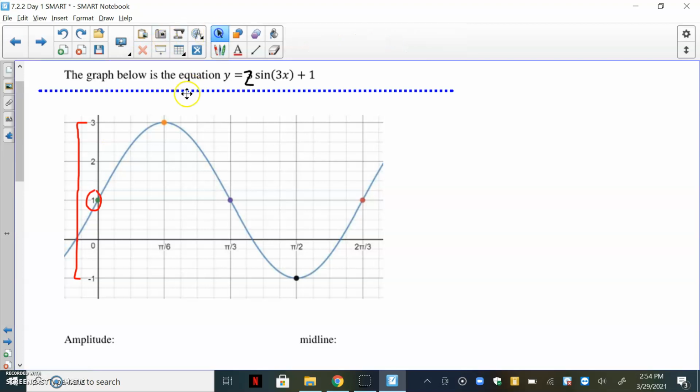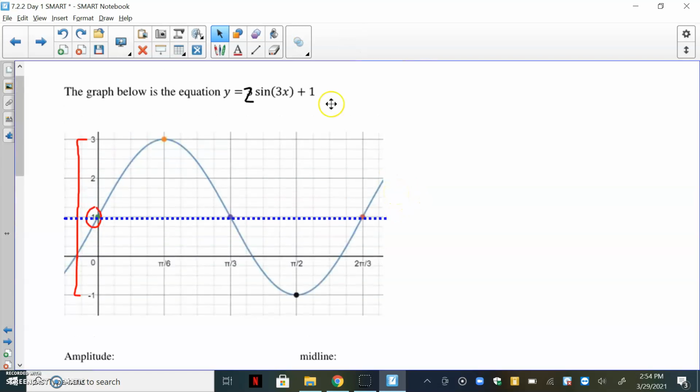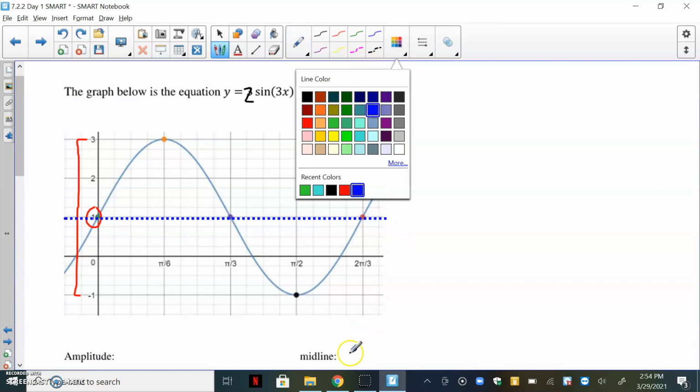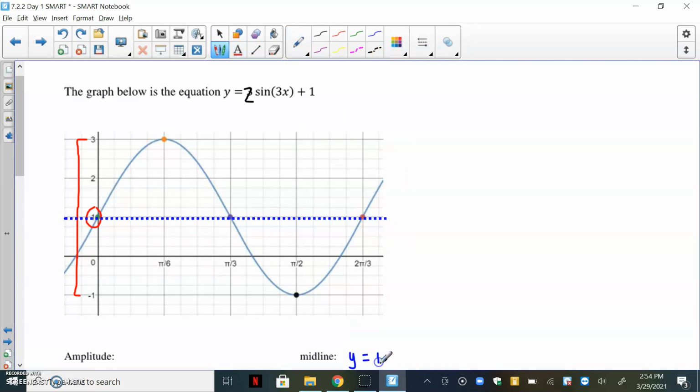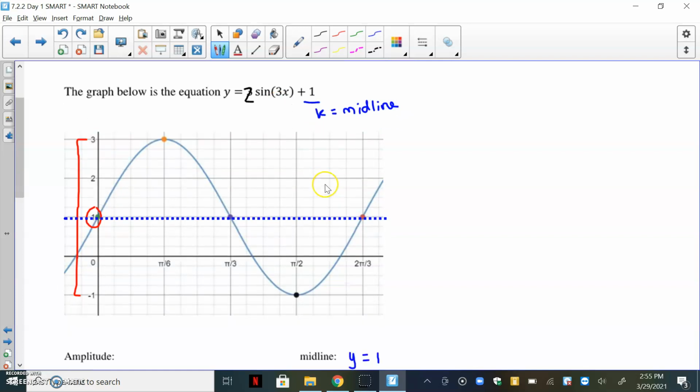So let's go ahead and take our midline and draw it. Alright, so we can write that our midline is at y equals 1. Now, you can figure this out from the graph by looking at it, or if you're remembering how to work with the equation, you know that this is k, which is also the midline. So you can figure it out from the equation or the graph.